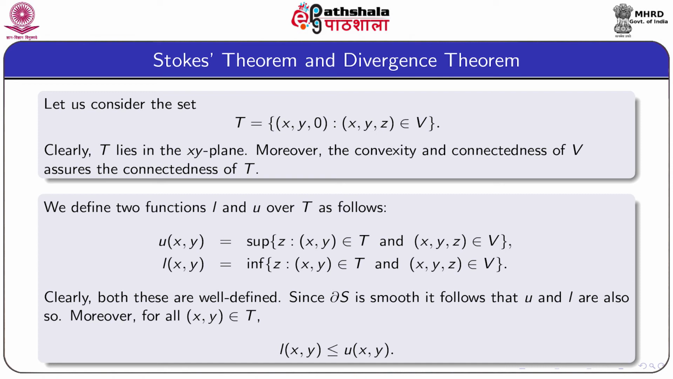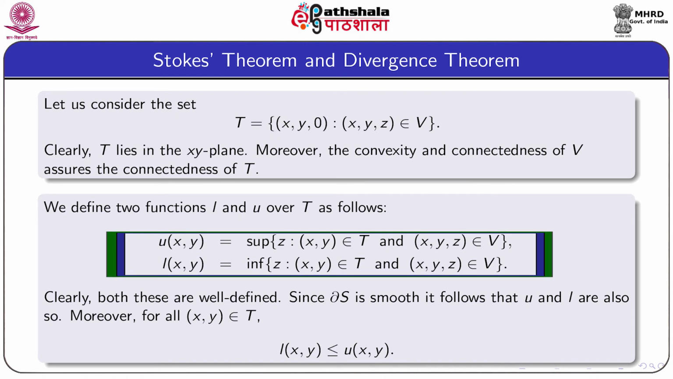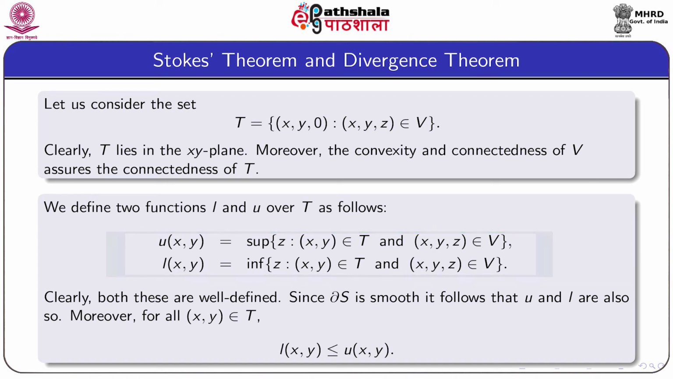We define two functions, small l and small u, over T as follows. u(x, y) is defined by the supremum of z such that (x, y) is in T and (x, y, z) is in V, and l(x, y) is the infimum of z where (x, y) is in T and (x, y, z) is in V. Clearly, both these functions are well defined. Since ∂S is smooth, it follows that u and l are also smooth. Moreover, for every (x, y) in T, l(x, y) ≤ u(x, y).